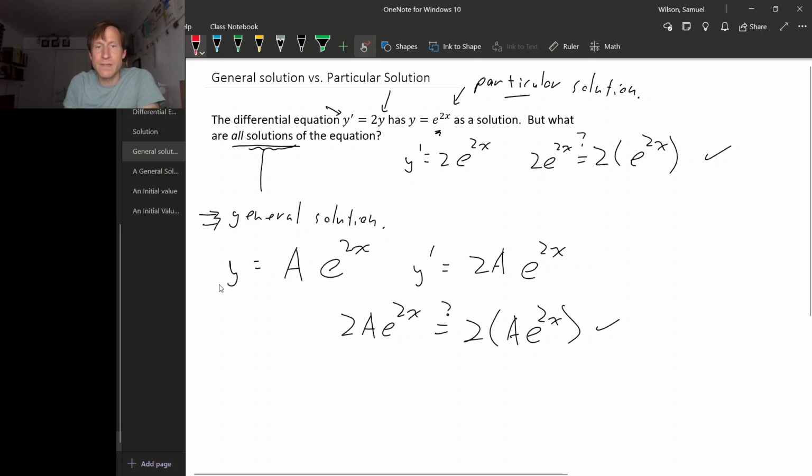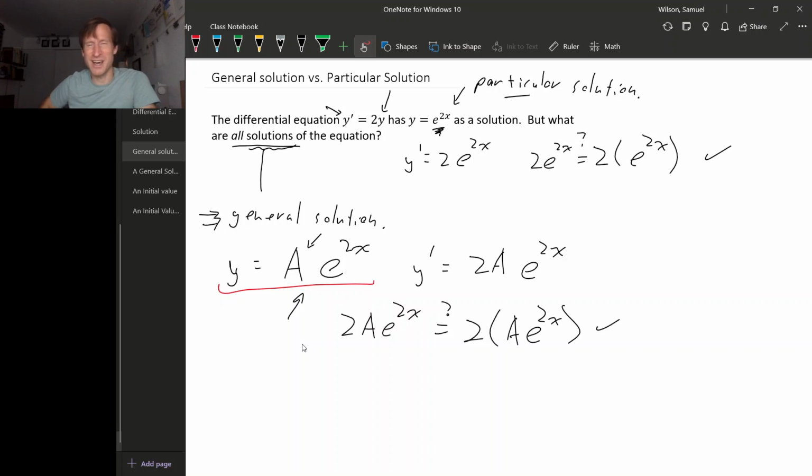So this formula, A times e to the 2x, represents even more solutions than just e to the 2x, right? Because we can multiply it by any real number out front. What we don't know at this point is if this formula actually gives us all solutions. So it's possible that there could be other solutions that don't match this formula and that we've missed. In fact, though, for this particular differential equation, this is all solutions to the differential equation. I won't really justify that. You're going to have to take my word for it.